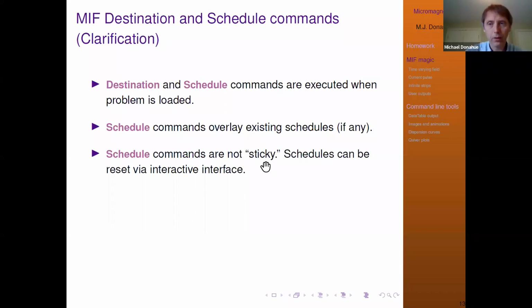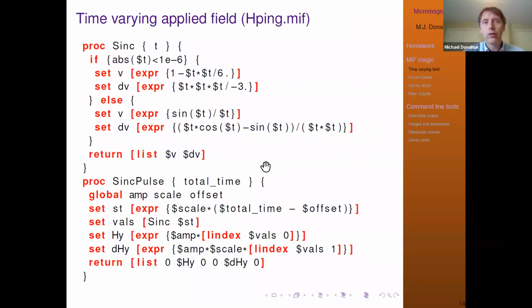Okay, right. So I want to talk a little bit about time varying fields. There's an example file, and it's actually in the session 3 and session 4 sample files, called hping. This is an ellipsoid with the long axis along the x-axis, and we apply a field, a sinc pulse actually, along the y-axis, perpendicular to the long axis, and that'll cause the thing to precess.